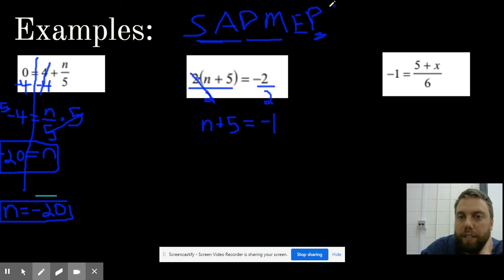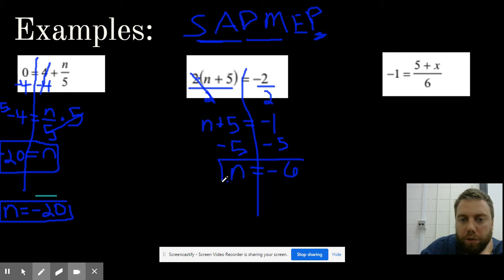Now we can work at the inside of the parentheses here, which is minus 5. Plus 5 is our inverse operation. Oops, always forget that line. N equals negative 6.